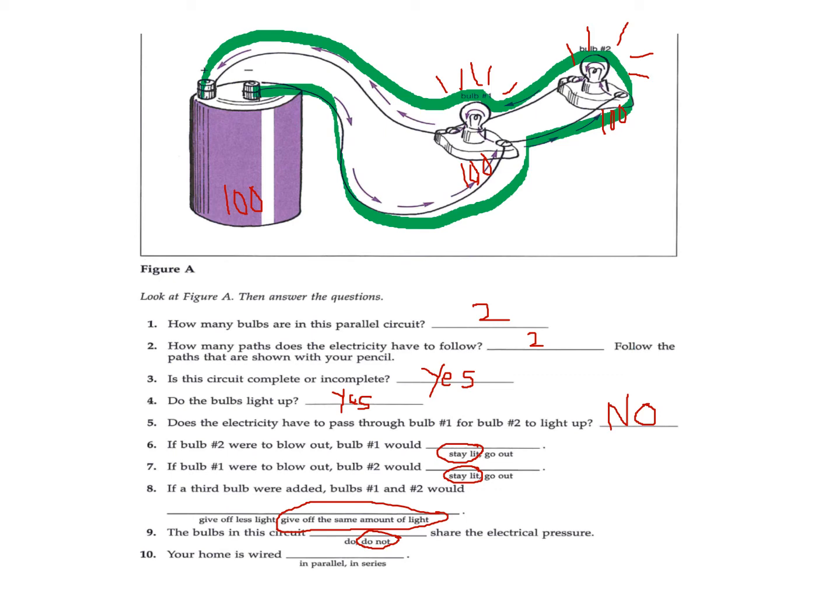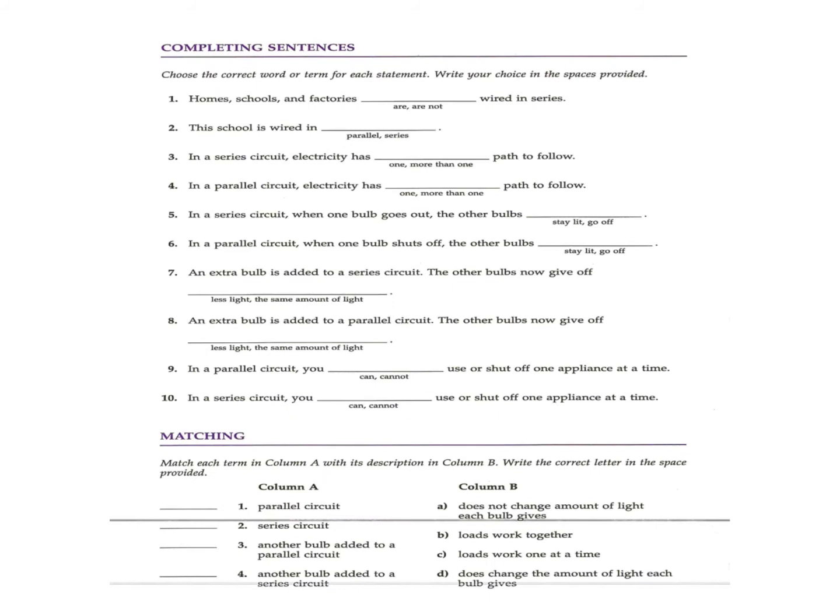Your home is wired in a parallel circuit. Series won't work. I don't want to go to the bathroom and turn off the light and my whole house goes off. I don't like that. Parallel, 1 room at a time, 1 appliance at a time. So homes, schools, factories, everything are not wired in series. Your school is wired in parallel.